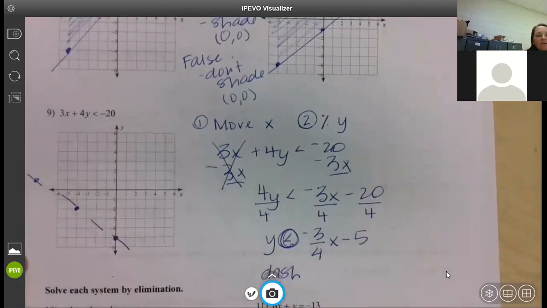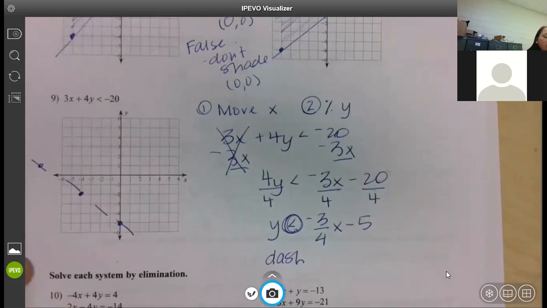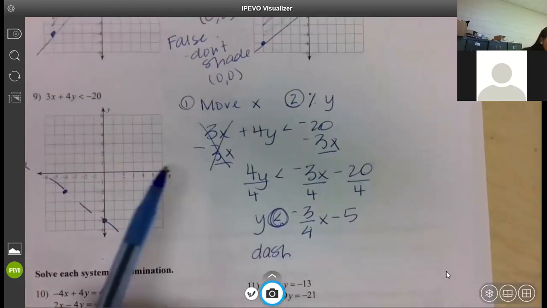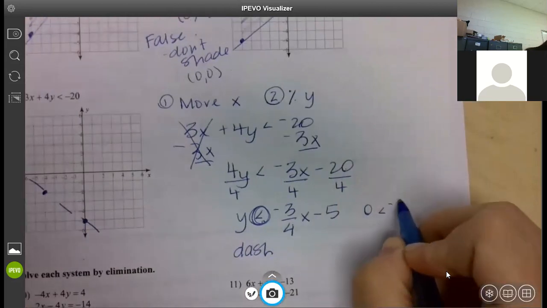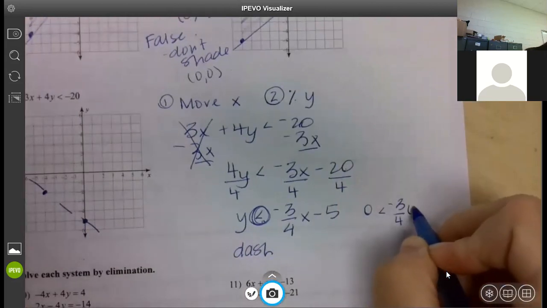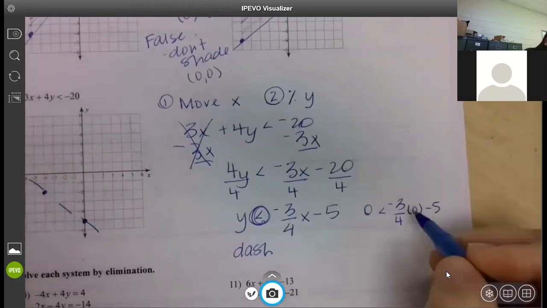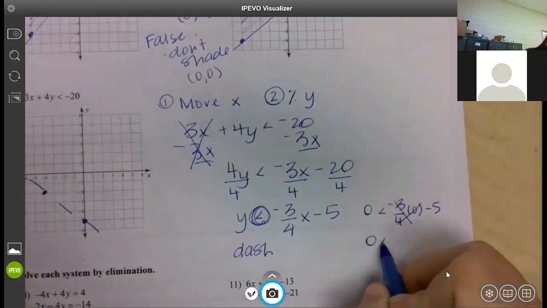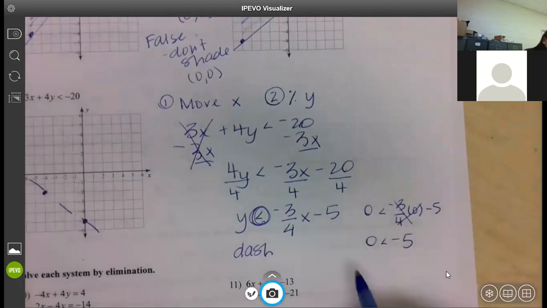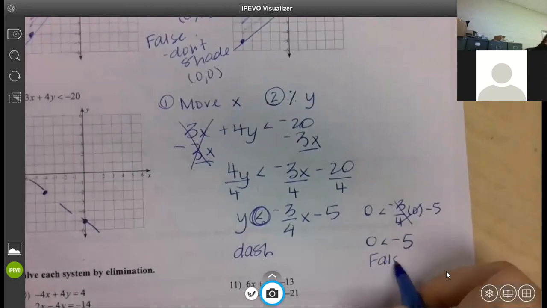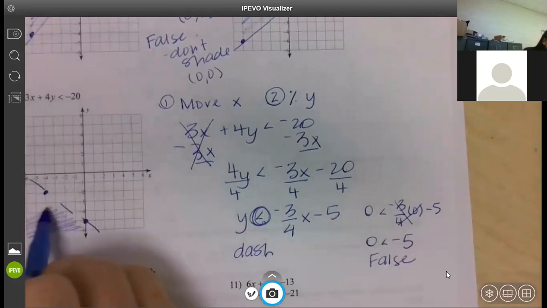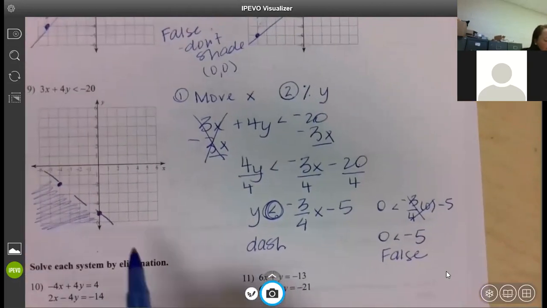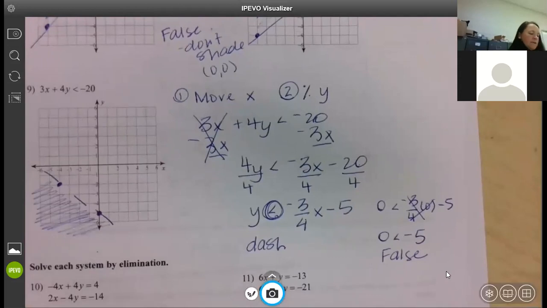Again, we dash it because it doesn't have a line. Still do the same thing, plug in 0, 0 because it didn't go through 0, 0. So we get 0 is less than negative 3/4 times 0 minus 5. We get that 0 is less than -5. That is false. So we do not shade 0, 0. We shade the other side. All right. Any questions so far?